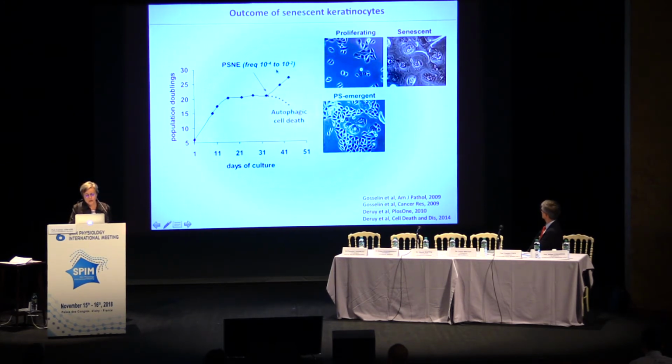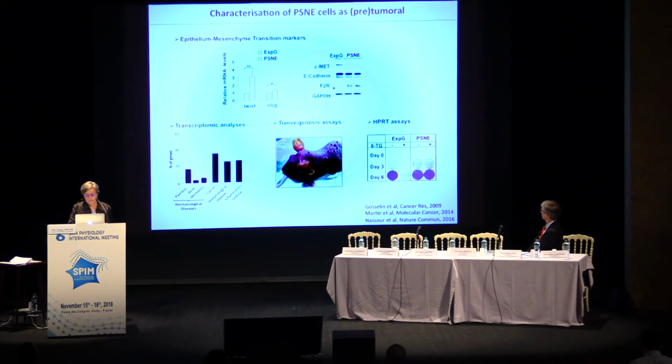So most of the cells die by autophagic cell death, and only a small fraction of cells, about 1 cell in 10,000, is able to re-enter the cell cycle to generate clones of new daughter cells that reproliferate in the culture dish. So we spent a lot of time to characterize these post-senescent cells, and we have shown that they have undergone an epithelium to mesenchyme transition. For example, here with this increase in Twist, which is a transcription factor which plays a major role in epithelium to mesenchyme transition.